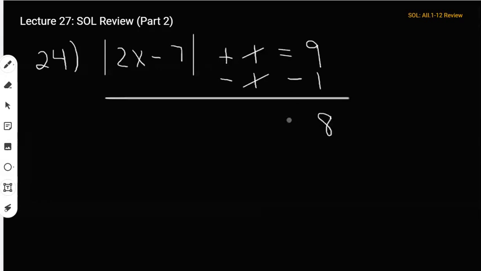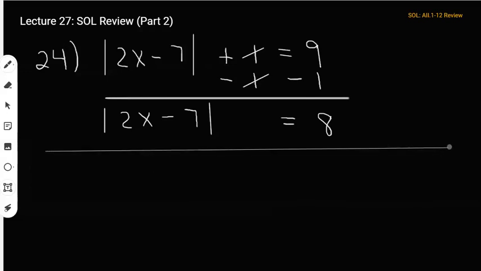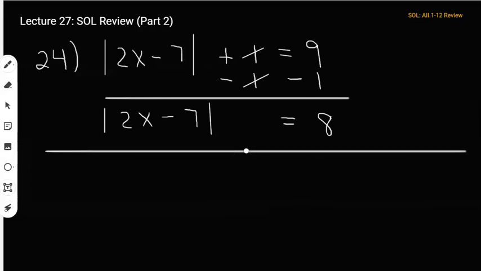9 minus 1 is 8. And then I'm only left with the absolute value symbol. So what I can do is break this up into two separate equations, and I'll show you how to do it. We're going to divide our paper into two. For the first solution, I can take everything out the same. So I get 2x minus 7 is equal to 8.